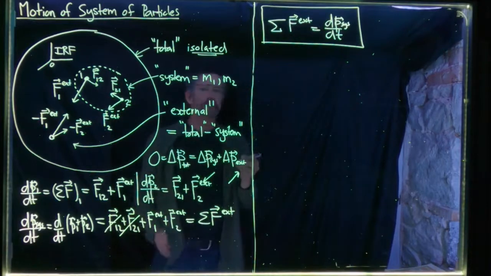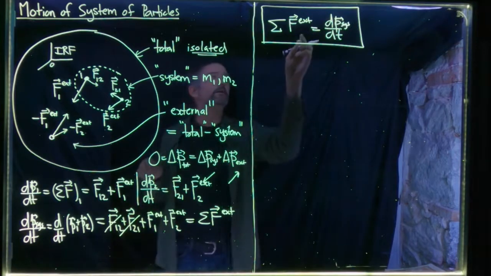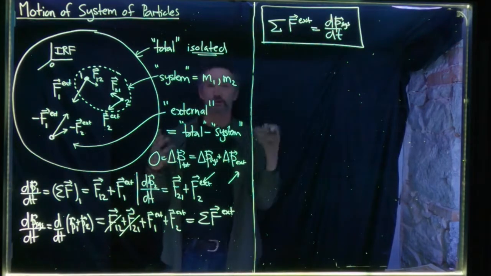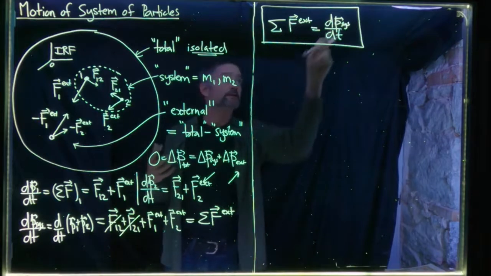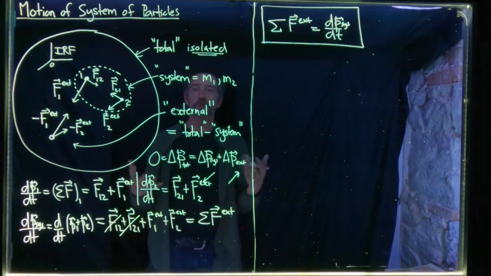Now, there is a very trivial example of this equation, or case for this equation, and that is when the net external force is equal to 0. In that case, it says that the system momentum doesn't change, remains constant.